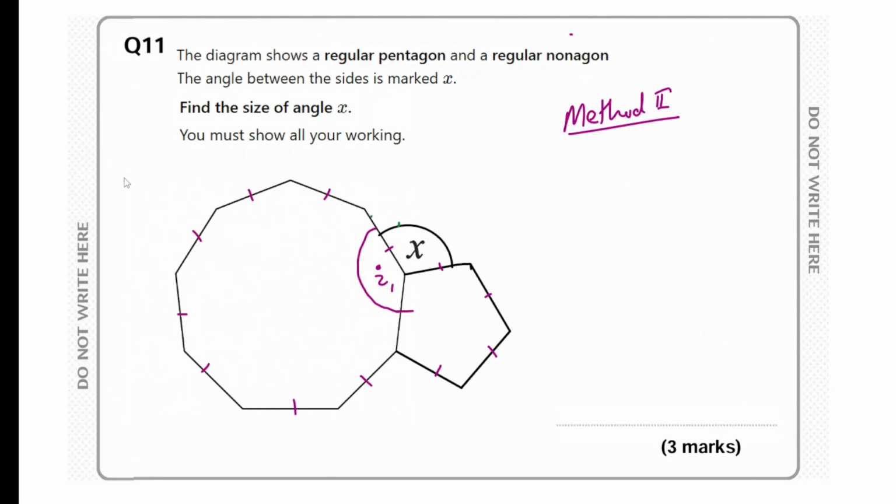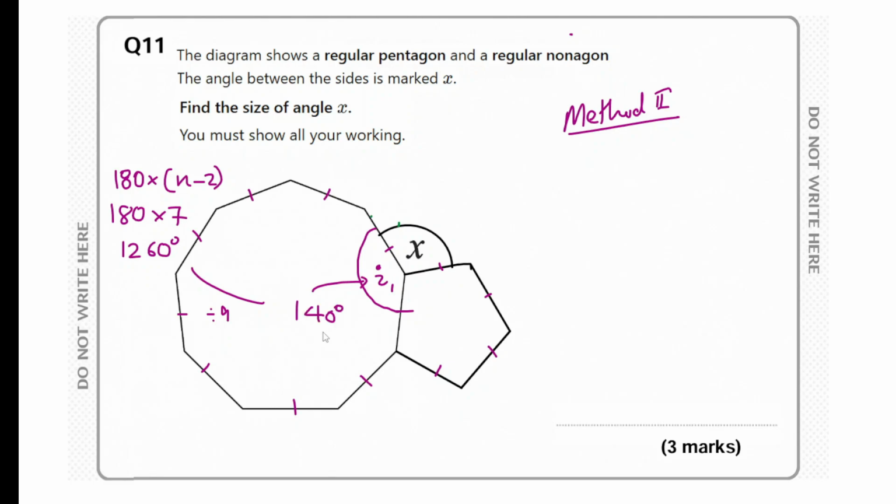Now, we know the sum of interior angles is 180 multiplied by n take away 2. n is the number of sides. So it's 180 multiplied by 9 sides take away 2, which is 7. So we know the sum of all of the interior angles of the nonagon is 1260. To find one of them, you need to divide 1260 by 9. So you can see this is 140 degrees.